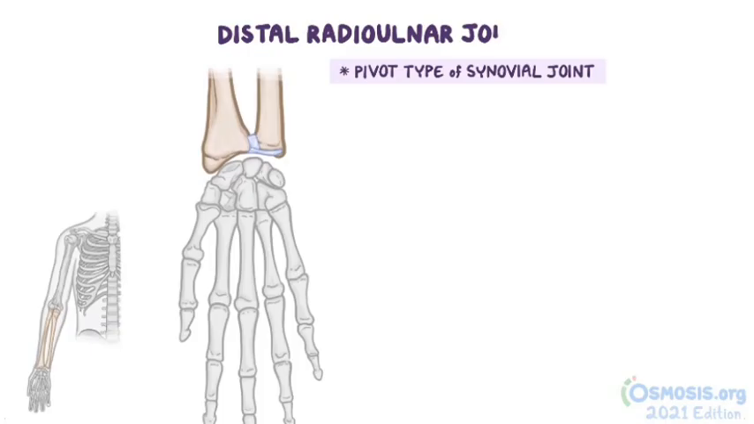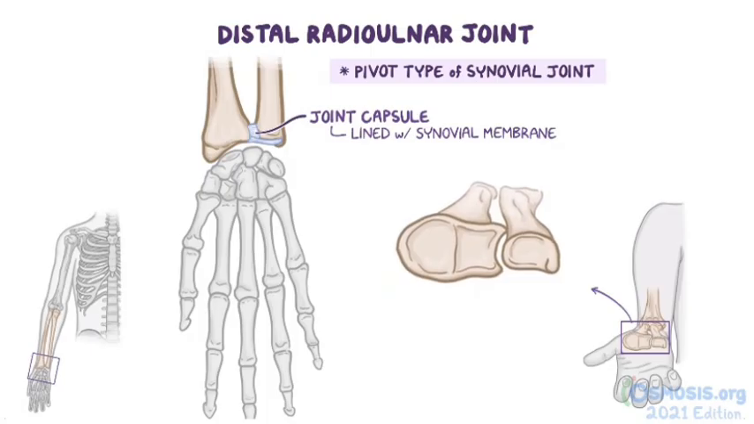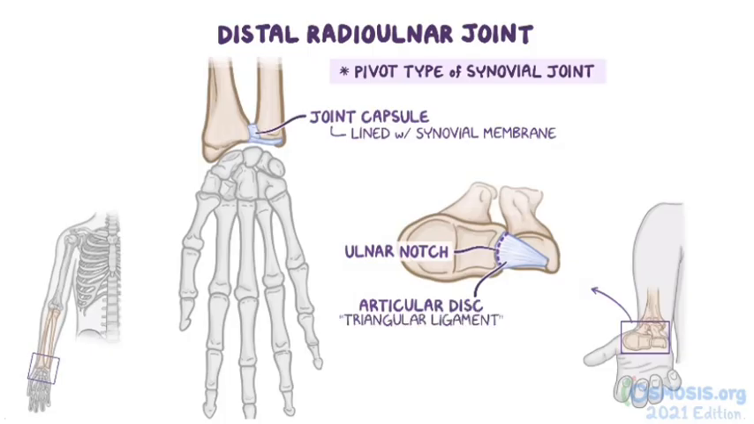Next up, in the distal forearm, the radius and the ulna form another pivot type of synovial joint called the distal radio-ulnar joint, which is also covered by a fibrous joint capsule lined internally with a synovial membrane. For this joint, the rounded head of the ulna articulates with the ulnar notch of the distal radius. The articulating surfaces are mainly bound together by a fibrocartilaginous structure called the articular disc, which is triangular in shape, so it's also known as the triangular ligament.